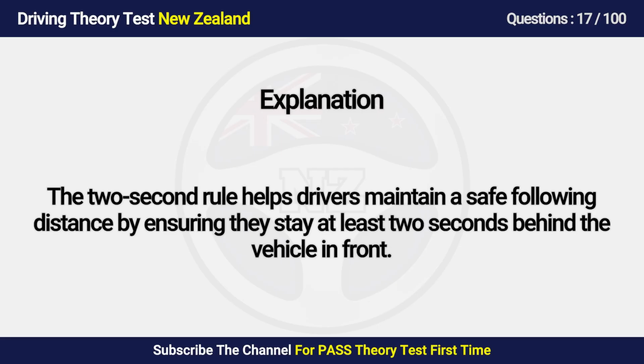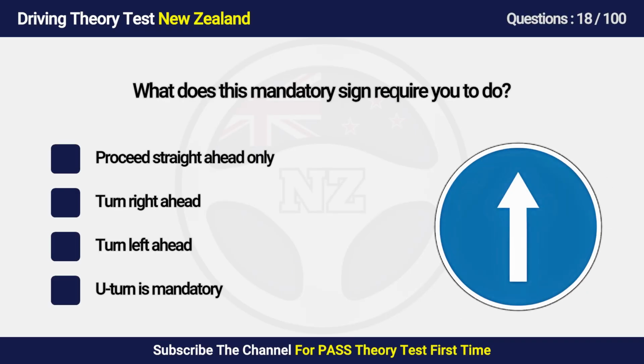Question 18. What does this mandatory sign require you to do? A. Proceed straight ahead only. B. Turn right ahead. C. Turn left ahead. D. U-turn is mandatory.